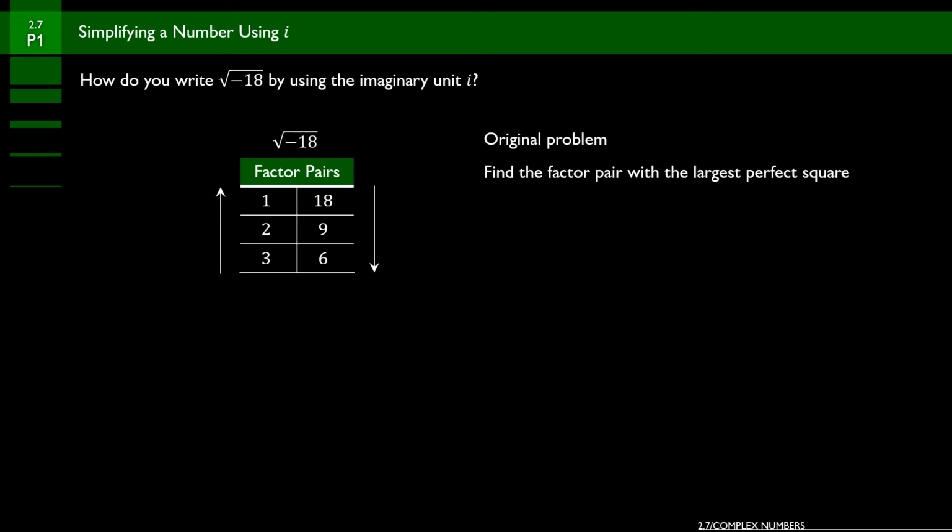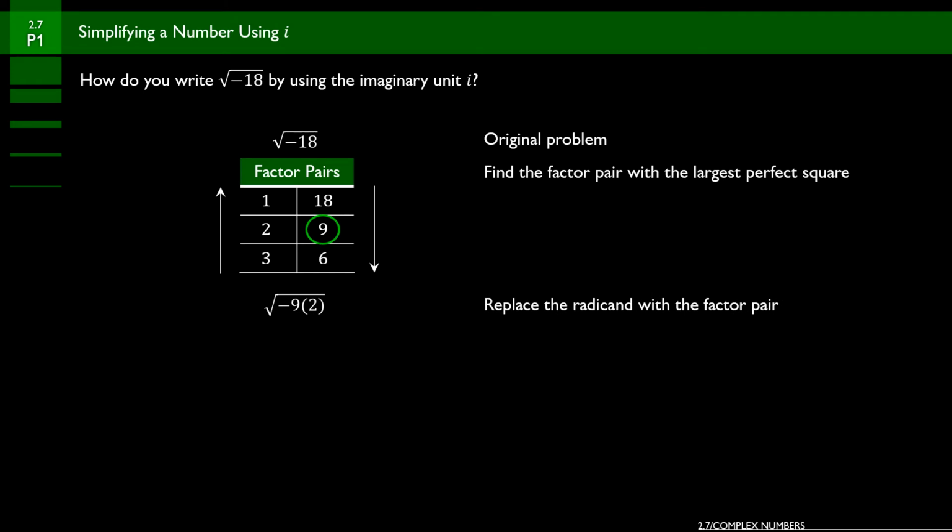because then we don't have to do any more factoring after that. We are going to be assured that our answer is going to be in simplest terms. So the largest perfect square factor of 18 is 9. So we pair that with the 2. So you can see we've got the square root of negative 9 times 2.